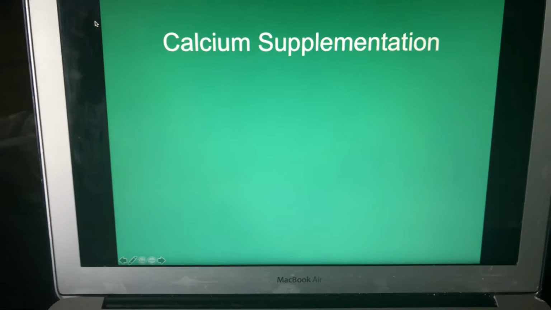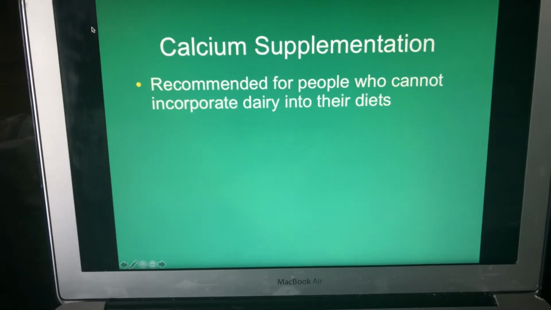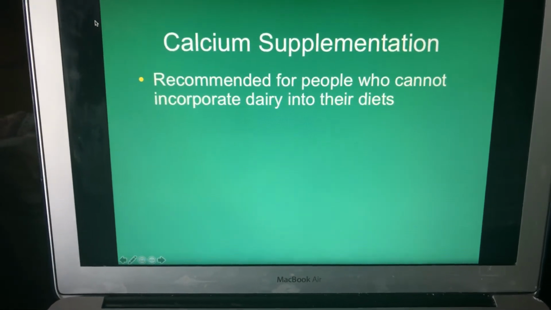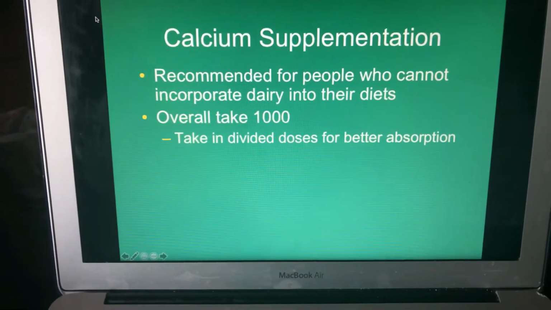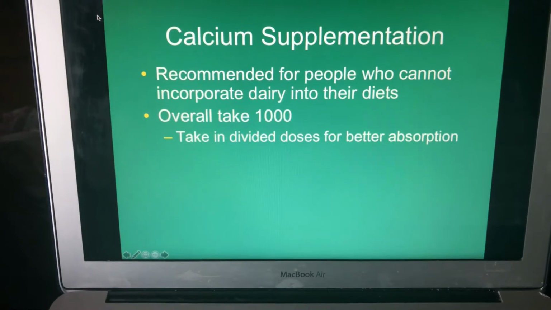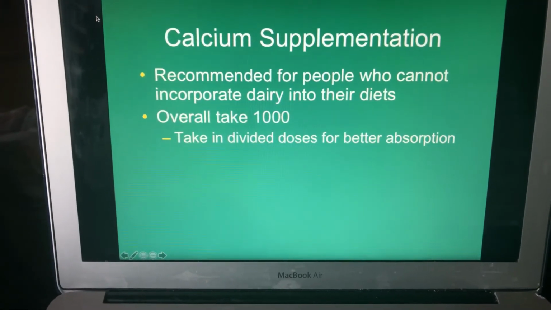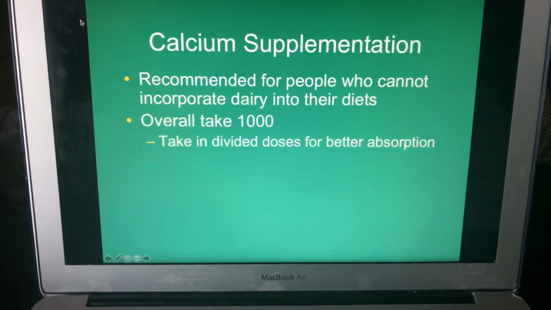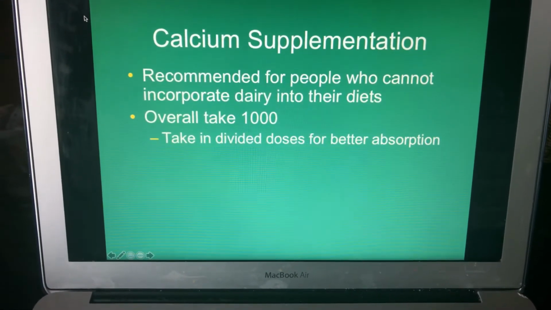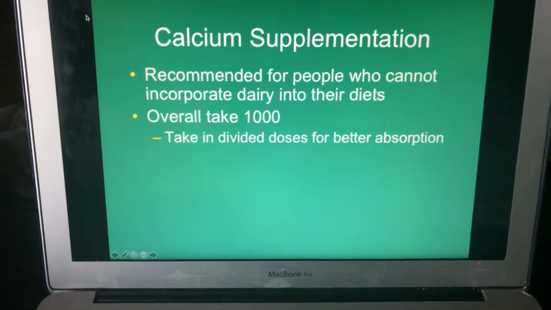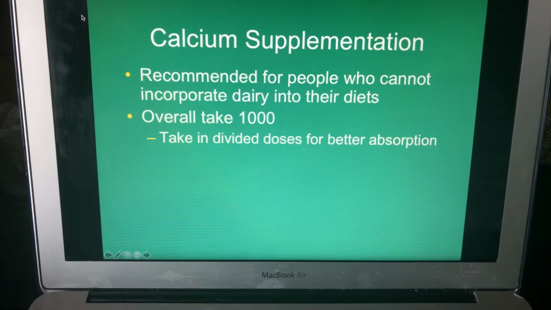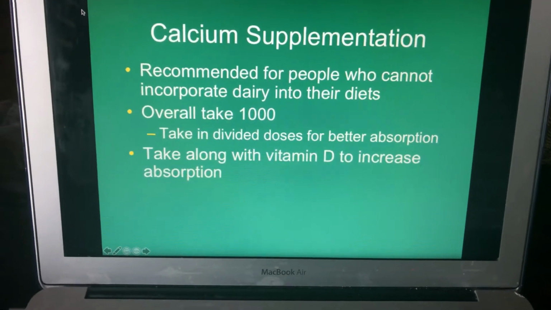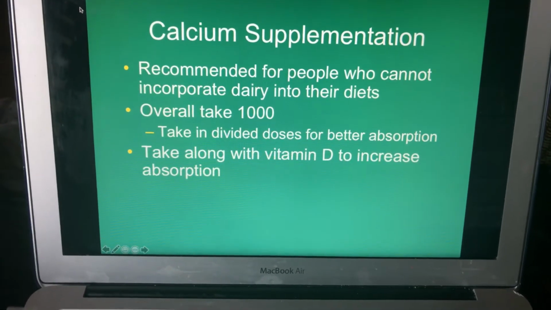Now, as far as calcium supplementation, it is recommended for people who don't incorporate dairy into their diets. You can get enough without dairy in your diet, but it is more difficult. Overall intake should be around 1,000 milligrams a day from supplementation, and it's better absorbed if you take it in divided doses than all at once. You won't absorb as much if you take it all at once.